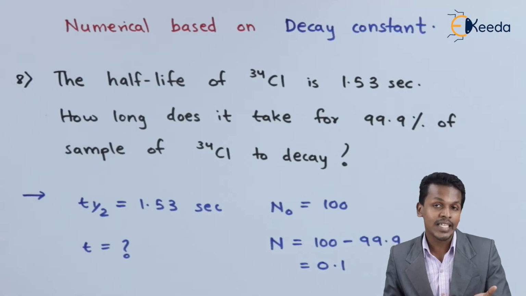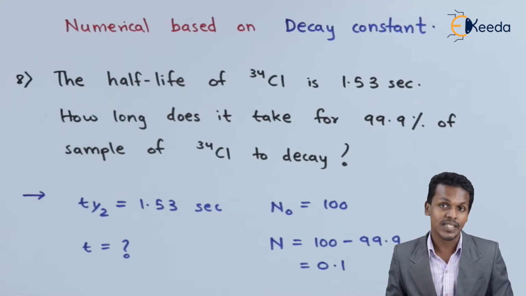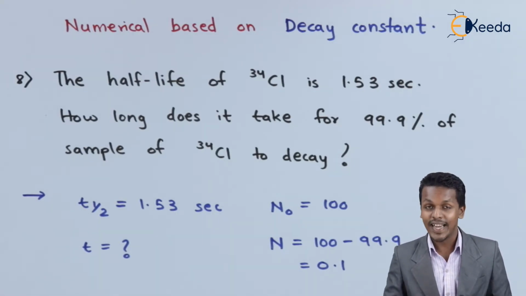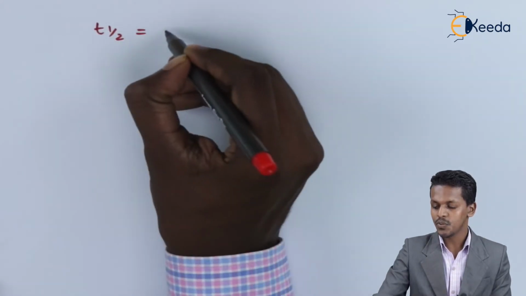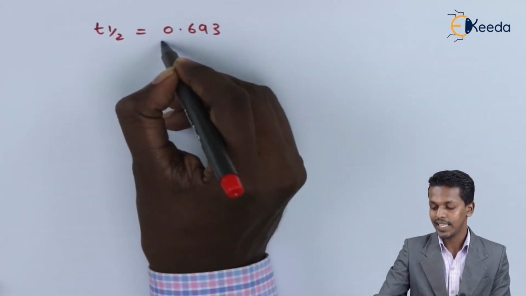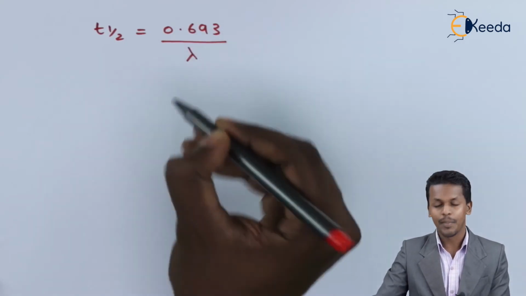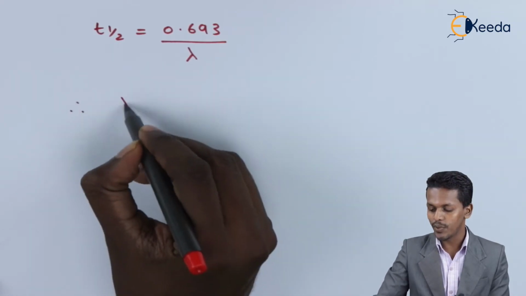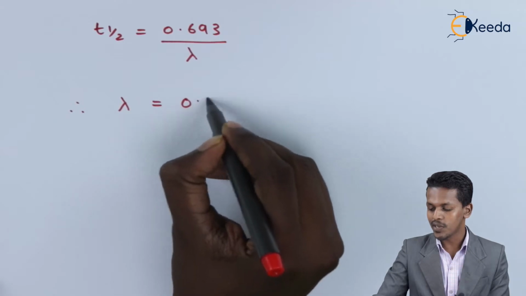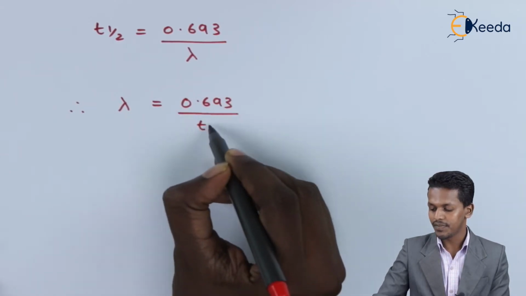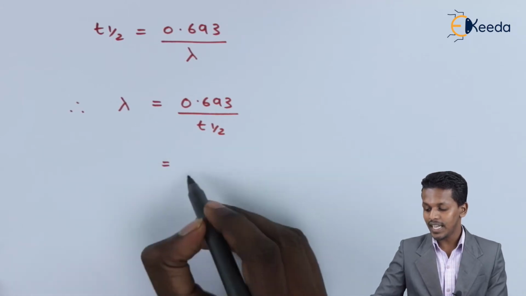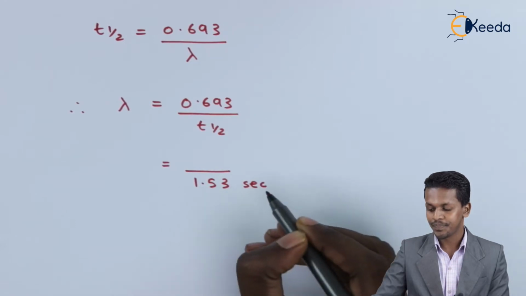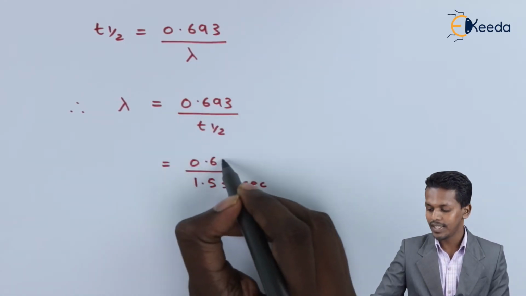But we cannot find the value of T unless we have the decay constant value. We can calculate the decay constant with the help of T half, and for that we have a formula: T half is equal to 0.693 divided by lambda, the decay constant. Since we have to calculate the decay constant, I can rearrange this equation as lambda is equal to 0.693 divided by T half. So here T half has been given as 1.53 seconds, and here is the value of 0.693.